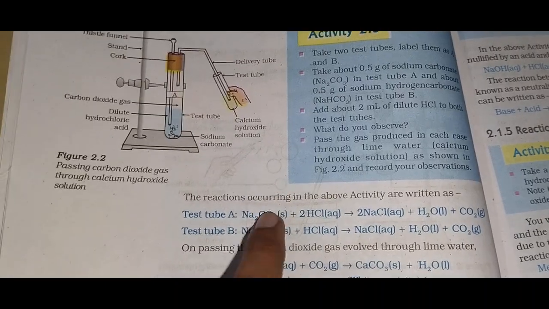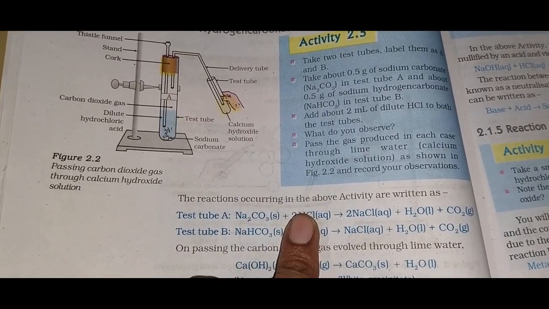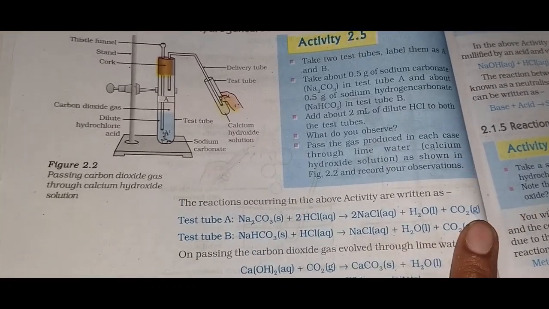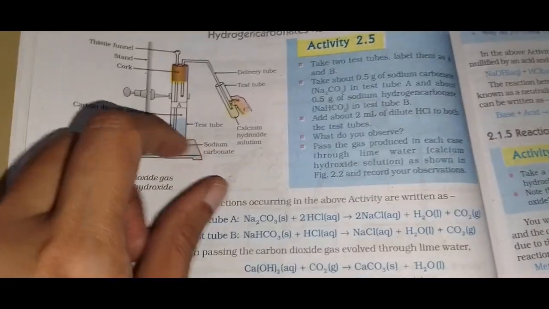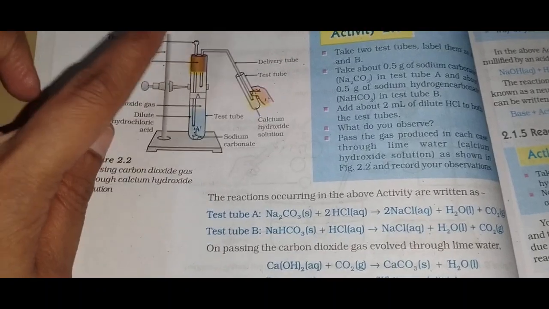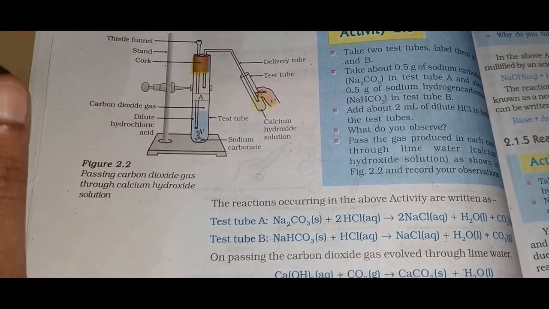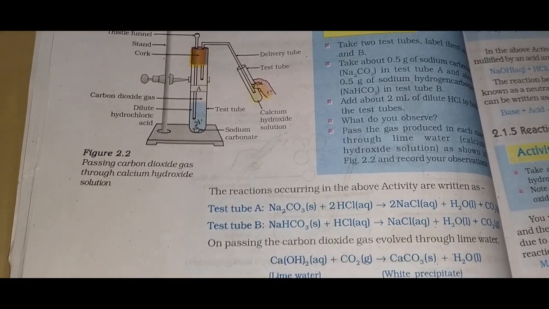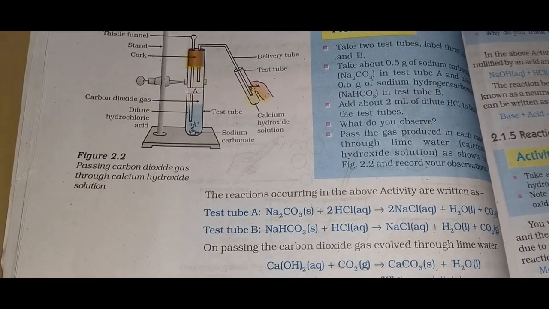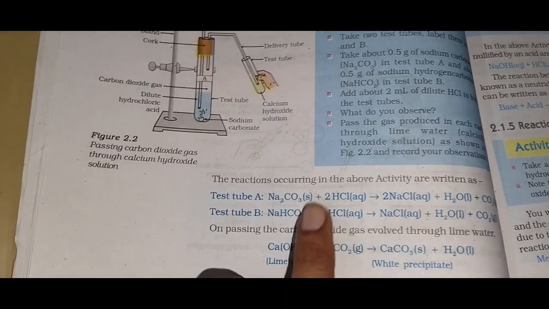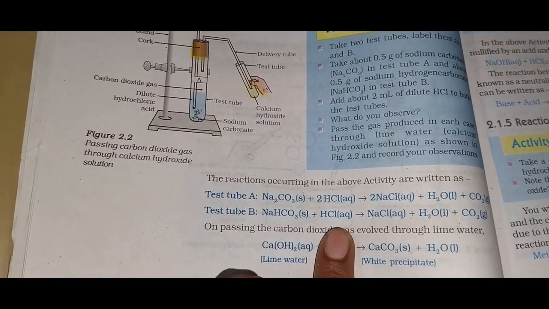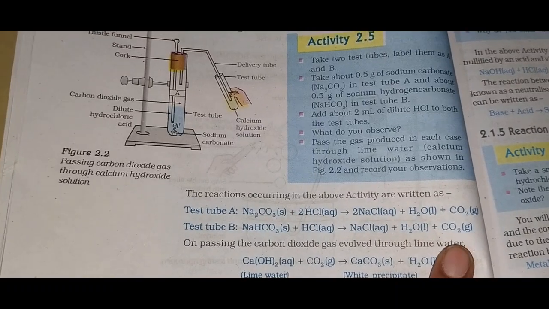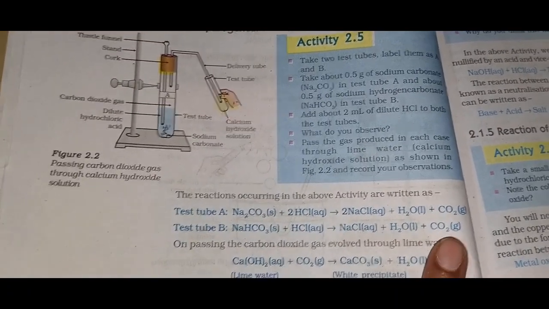Sodium carbonate reacts with hydrochloric acid to form sodium chloride plus water plus carbon dioxide gas. So what gas is produced here? Carbon dioxide gas. When metals react with acids, we get hydrogen gas. When sodium carbonate or sodium bicarbonate reacts, we get carbon dioxide gas. So sodium bicarbonate reacts with hydrochloric acid to form NaCl plus water plus CO2 gas. Carbon dioxide gas is evolved.